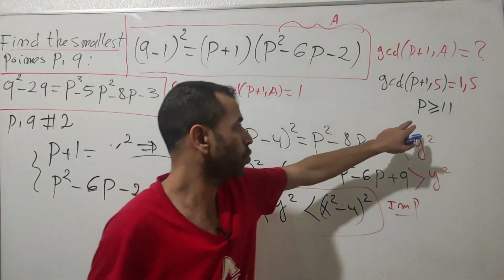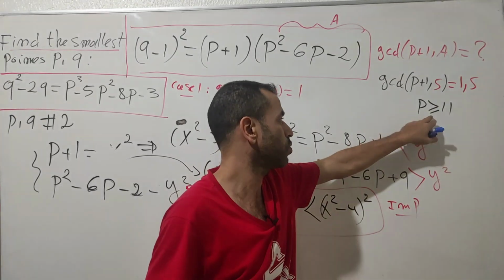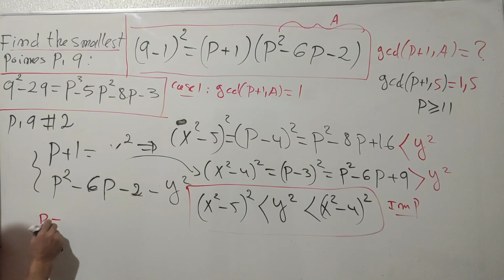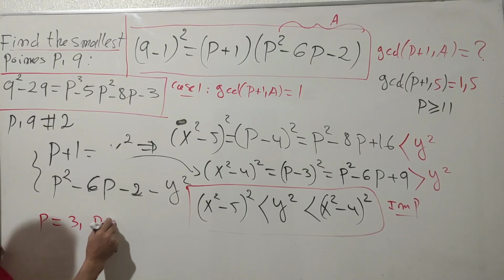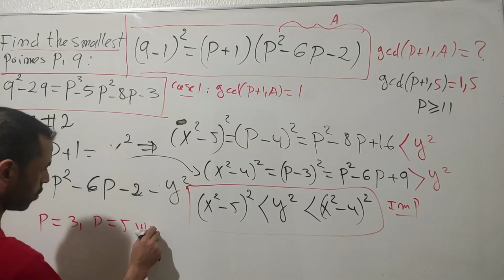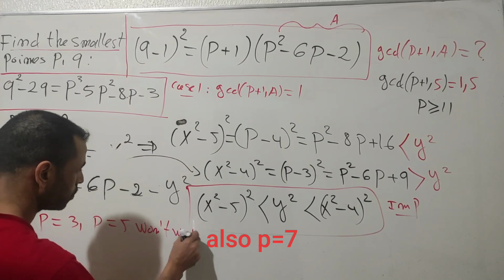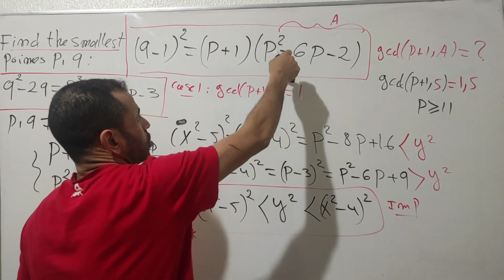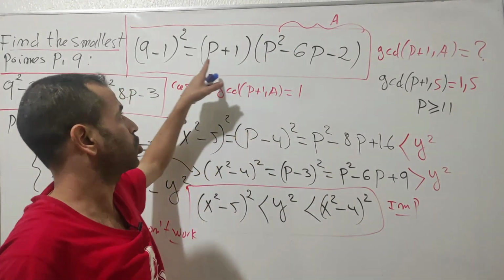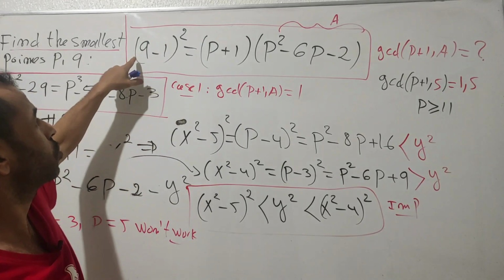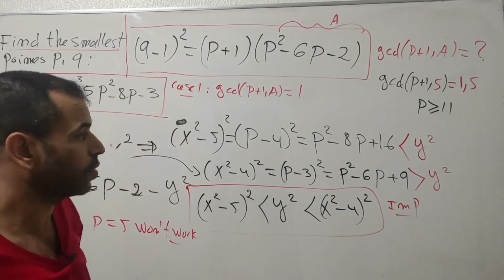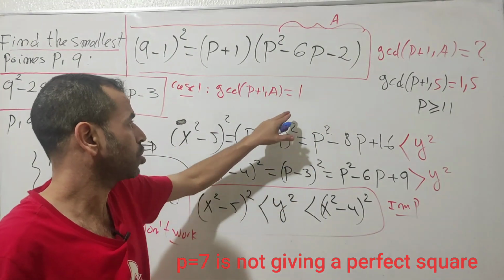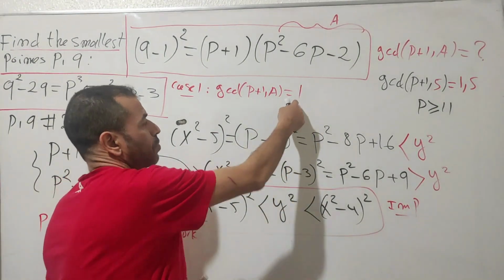But remember, we have these conditions only when p is greater than or equal to 11. You guys can also check that p equals 3 and p equals 5 won't work, because if you check them in this product, it is going to give us a negative number which equals a perfect square, which is impossible. So putting this one and this one together with the same contradiction, the GCD cannot be number 1, it is number 5.